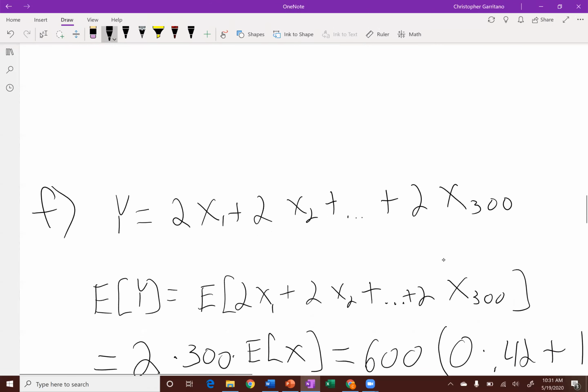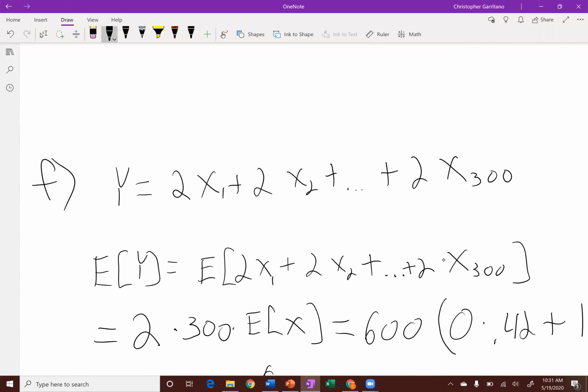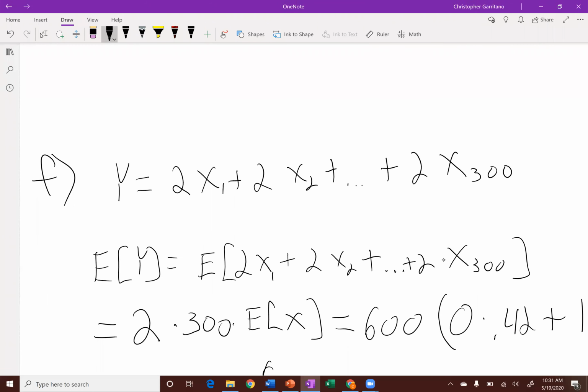Okay. Now, if you remember the rules that we went over many times in class, I can factor out this constant from the expected value, and it really becomes 2 times the expected value of x1 plus x2 plus x3 ... plus x300. But of course, if I have an expected value of a sum of random variables, I can write that as a sum of expected values of those random variables.